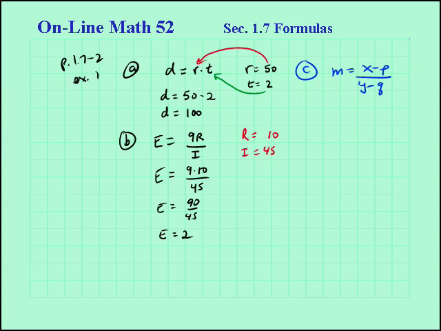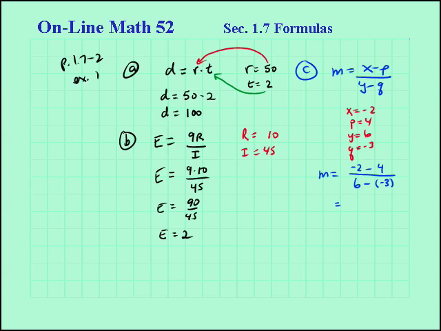Let's see, what do we have here? x is -2, p is 4, y is 6, and q is -3. So we've got to put them in carefully into this formula. m equals the value of x, that's -2, minus p, that's 4, all over y, that's 6, minus q, that's -3. Notice I put parentheses around the -3, minus a -3.